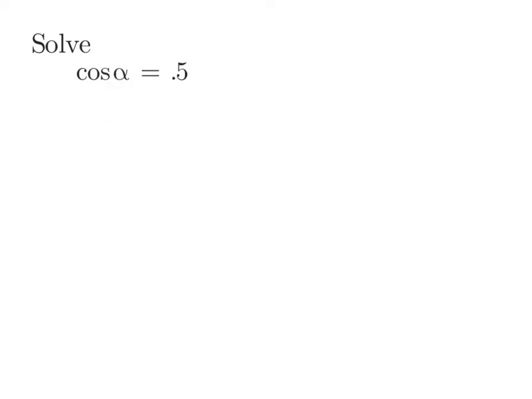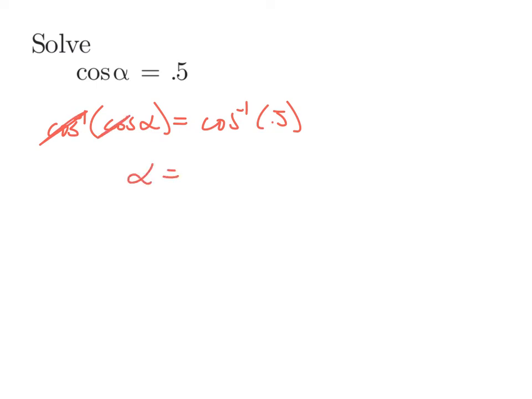If we want to solve this one, cosine of alpha is equal to 0.5. We go ahead and take the inverse cosine of cosine, and whatever we do to the left, we do to the right as well. So inverse cosine of 0.5. On the left, inverse cosine and cosine cancel, and we're left with alpha. And on the right, we type that in, and we should get 60 degrees.